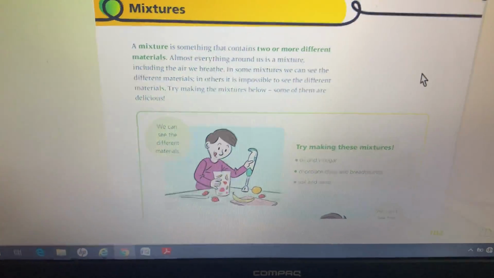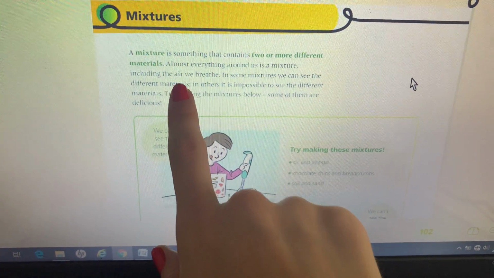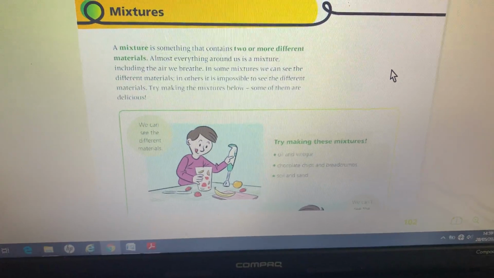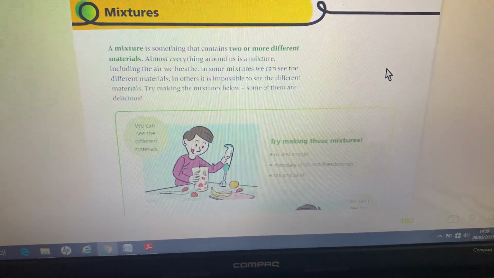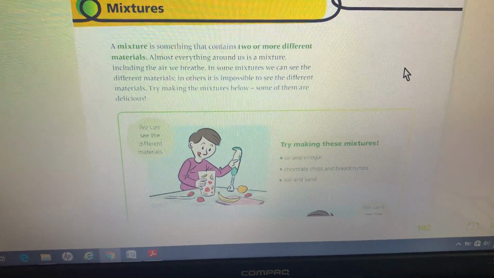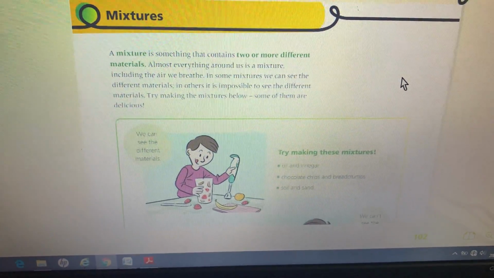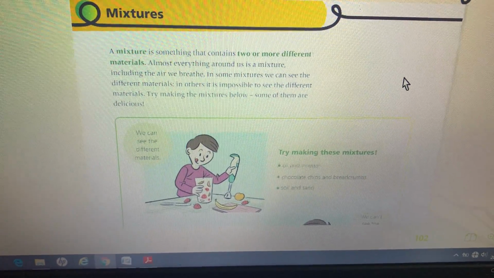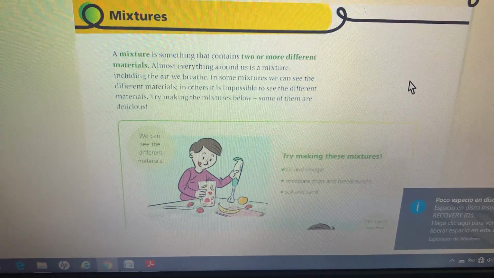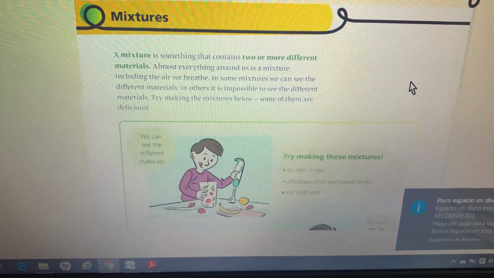Almost everything around us is a mixture, including the air we breathe. If you remember, the air has got different gases. You remember the oxygen and the carbon dioxide, so this is also a mixture. In some mixtures, we can see the different materials, but in others, it is impossible to see the different materials. Try making the mixtures below because some of them are delicious.